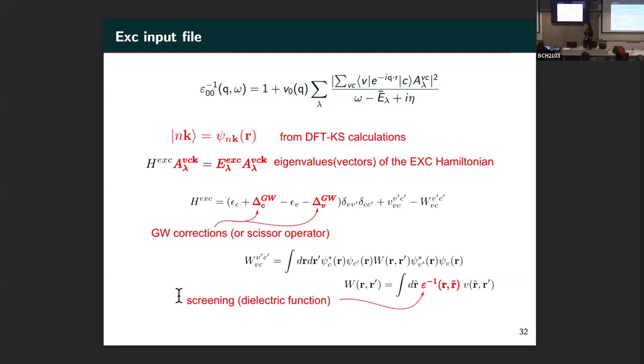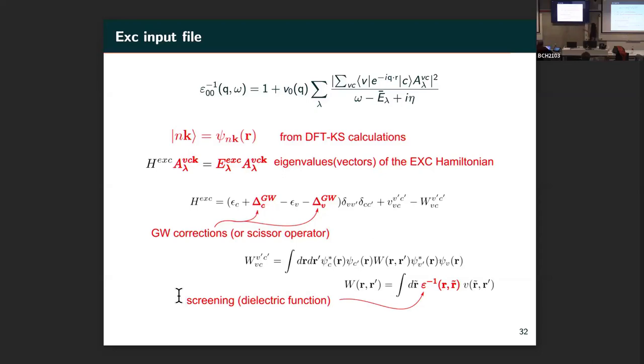Do you normally do a rigid shift, or do you shift each eigenvalue? If you use scissor, it's a rigid shift. Okay, so you do a rigid shift. Yes, but if you would like to have all the bands recalculated, you will have to do GW and then provide a file that is an output of what you calculated yesterday, GW from Abinit, and use this as an input to get the energies from there. But if you don't have this and you just want to provide the wave functions and you have the energies from DFT, you just use scissor and rigidly shift the spectrum.